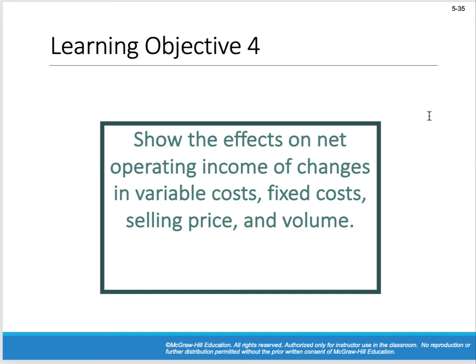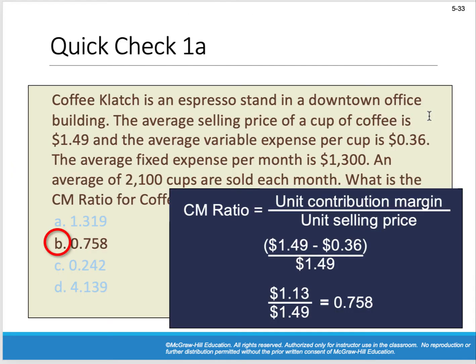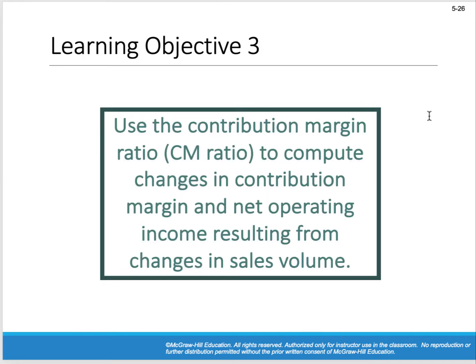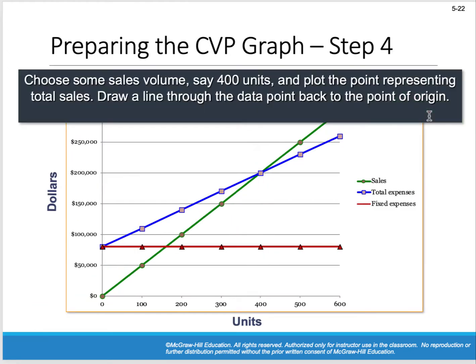This next part is a little bit more in depth, so we're going to save that for another video. We're going to show how net operating income changes if we have a change in variable cost, a change in fixed cost, a change in selling price, and a change in volume. Okay? But before we get to that point, I just want to quickly recap what we talked about.